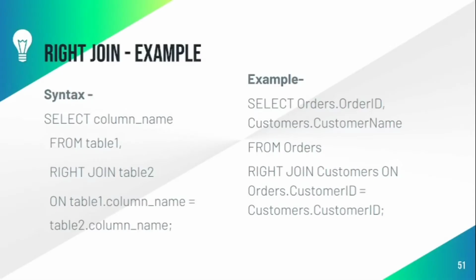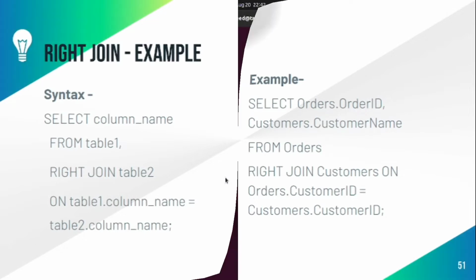So the syntax is: select column name from table 1 right join table 2 on table1.column_name is equal to table2.column_name, which is the common column name in both tables. Okay, so just open your terminal and write this query.